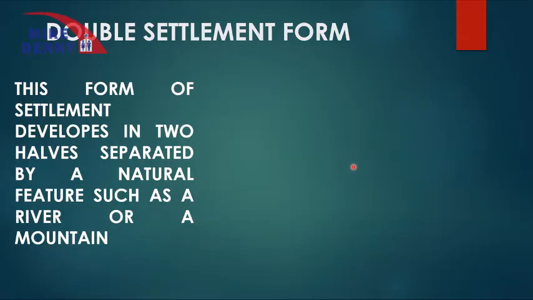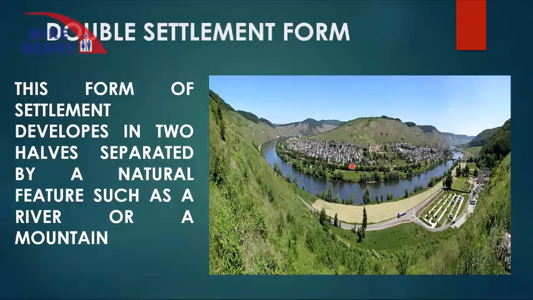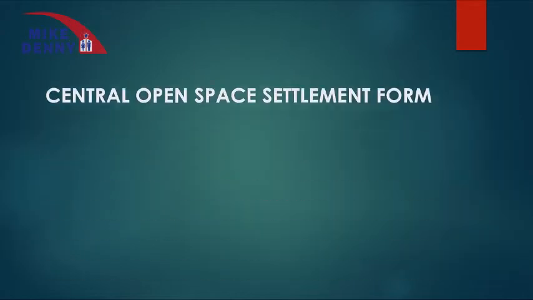Let's talk about the double settlement form. In this kind, a settlement develops in two halves, which are separated by a natural feature. The natural feature here can be a river, or it can be a mountain. As seen on this diagram, this is a settlement here, and this is another settlement here. They are separated from each other by a river. And behind this side, you see another settlement which is separated by a hill. So we can simply say that a double settlement form is a settlement that develops into two halves separated by natural features.